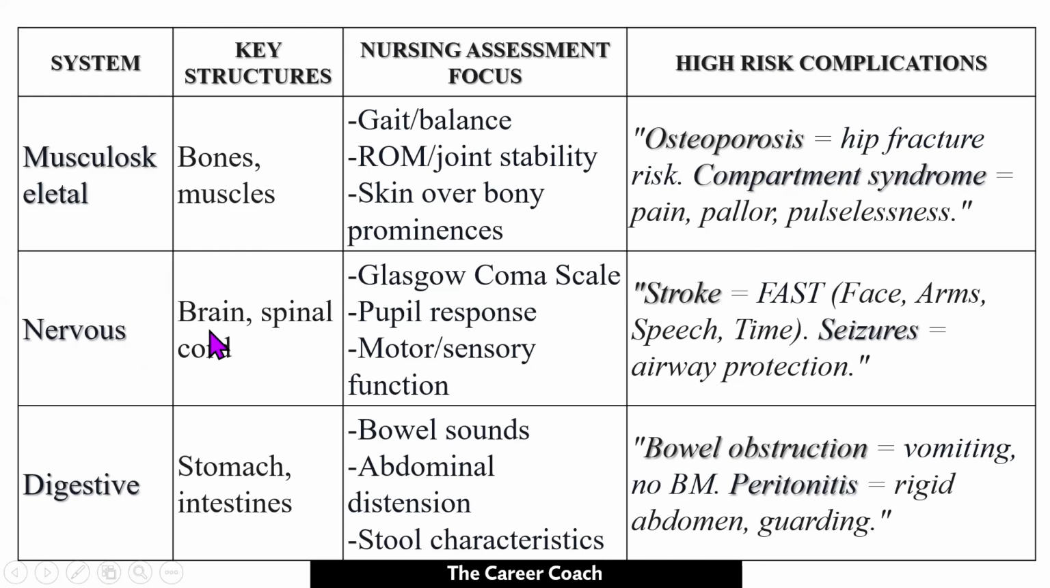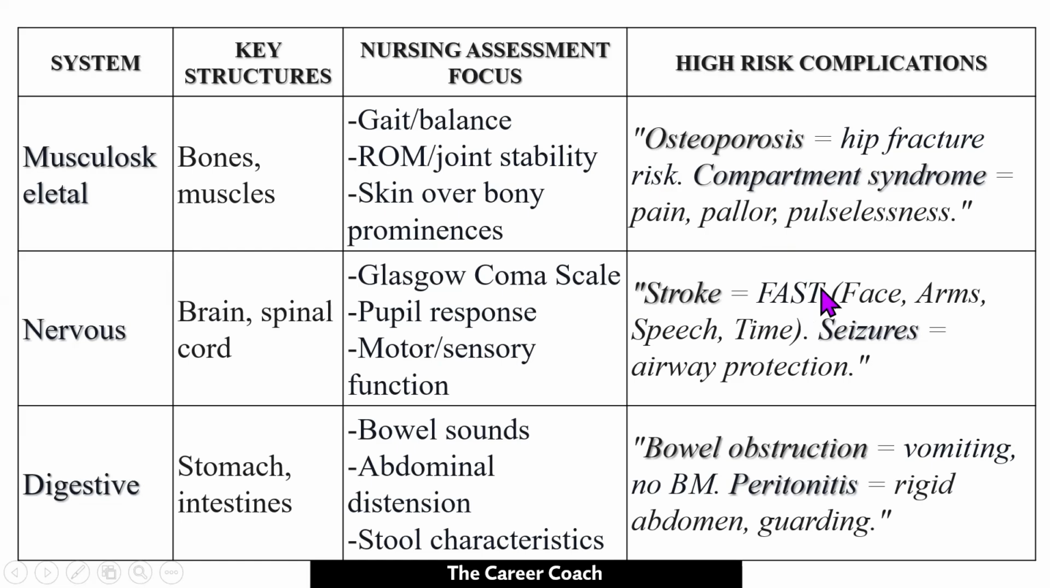The key structures for the nervous system include the brain and the spinal cord. Nursing assessment for the nervous system includes the Glasgow Coma Scale, the GCS, which you will be taught later, the pupil response, and motor-sensory functions. High-risk complications with regards to the nervous system include stroke. With regards to stroke, there is need to understand the FAST acronym.